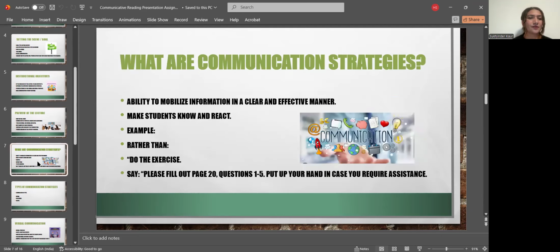So I explain page number 7. What are communication strangers? Ability to mobilize information in a clear and effective manner. Make students know and direct, explain rather than do the exercise. So say, please fill out page 20, questions 1 to 5. Put up your hand in case you request assistance.